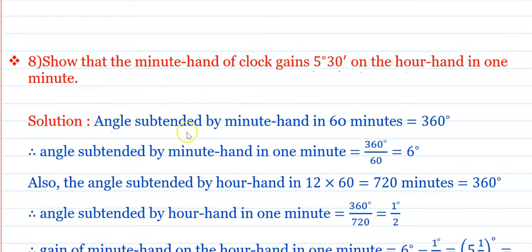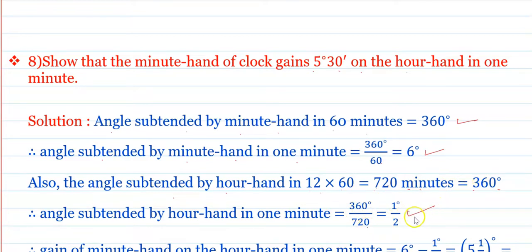Okay, the angle subtended by the minute hand in 60 minutes is 360. No problem. The angle subtended by the minute hand in 1 minute, how much angle does it cover in one minute? That is 360 upon 60. That is 6 degree. Okay. Next, the angle subtended by the hour hand in 12 into 60, that is 720 minutes. Okay. That means in 12 hours how much? That is 720 minutes. It covers the angle of 360 degree. And therefore, in 1 minute, it will cover 360 upon 720.